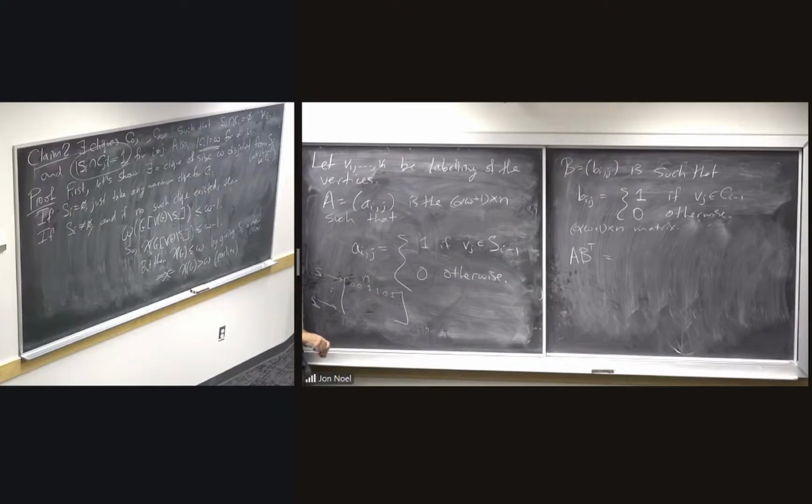Right. And actually, more generally, if I take an indicator vector of two sets and take their dot product, that's just computing the size of the intersection of the two sets, right?